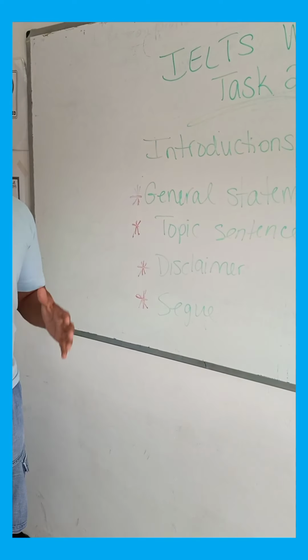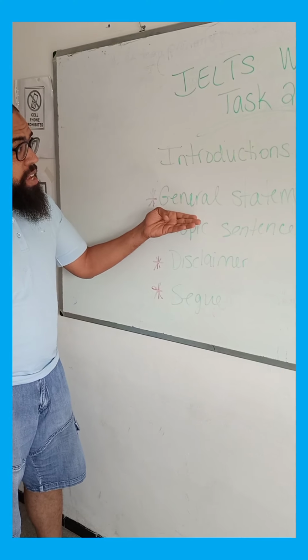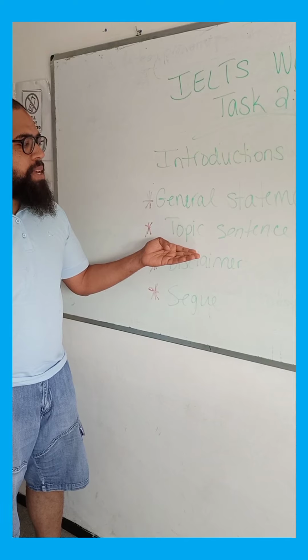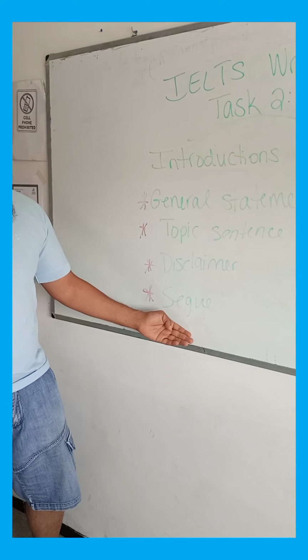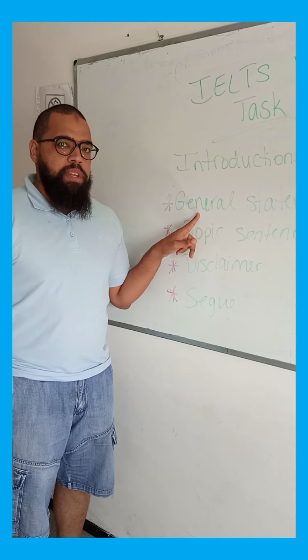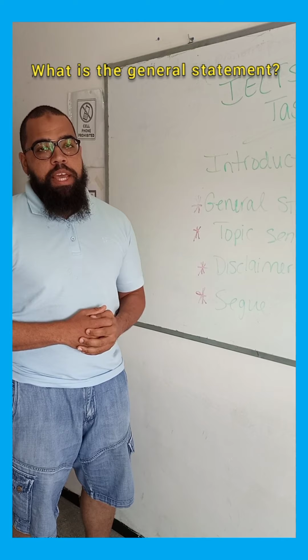So, with an introduction, there are 4 main components. We have the general statement, the topic sentence, and the disclaimer, followed by the segue. Now, this might be something that's relatively new to you, the general statement. Well, what is the general statement?